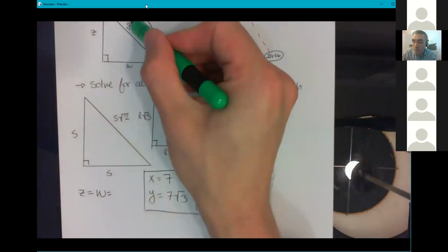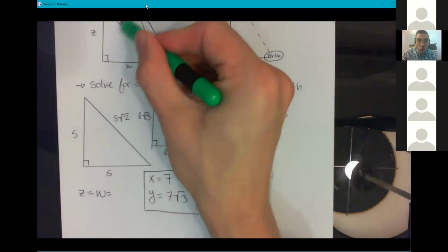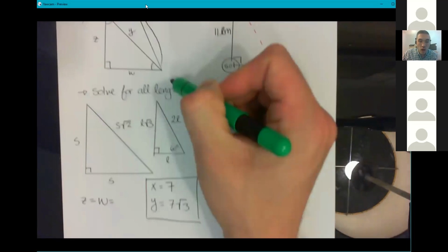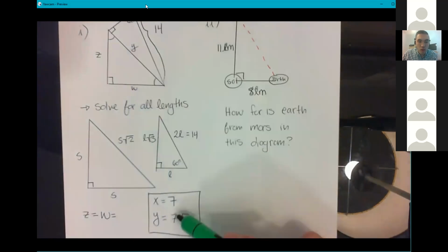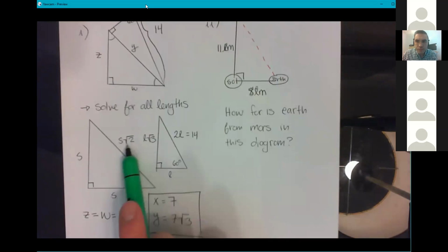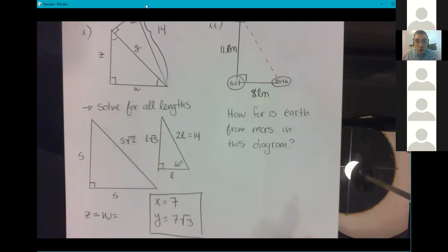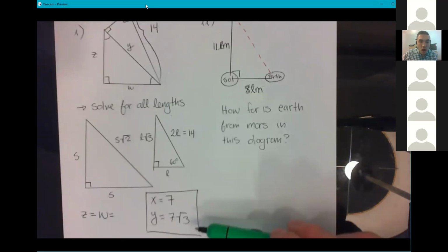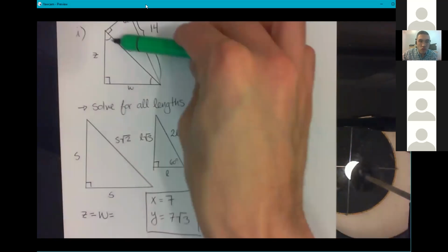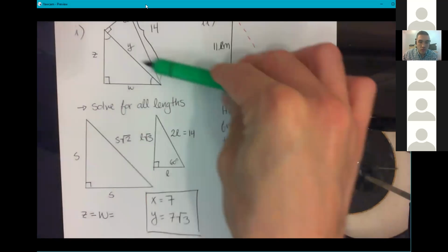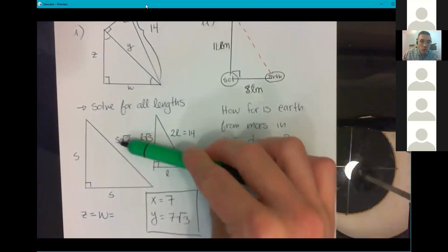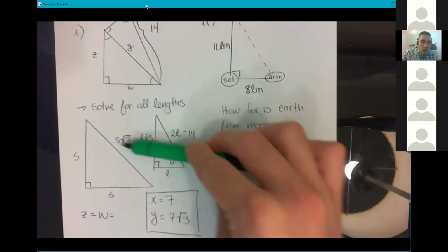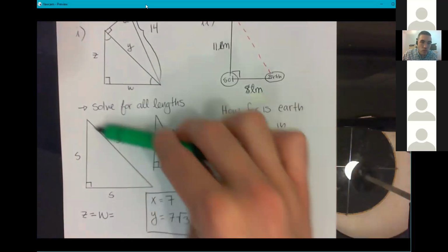And now that we know that the hypotenuse of the 45, 45, 90 triangle, that's Y, that's 7 root 3, how do we solve for S? Can't we divide it by square root 2? That's exactly what we're going to do. So the hypotenuse, because that's the shared side of these two triangles here, Y is 7 root 3. And if I want to use this formulation to get S, that hypotenuse is S root 2.